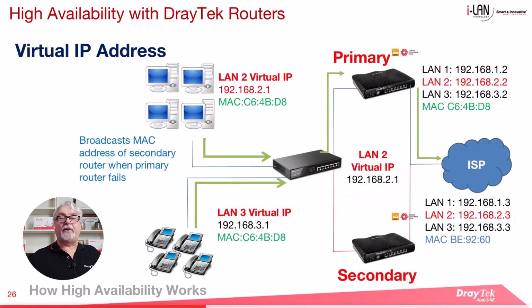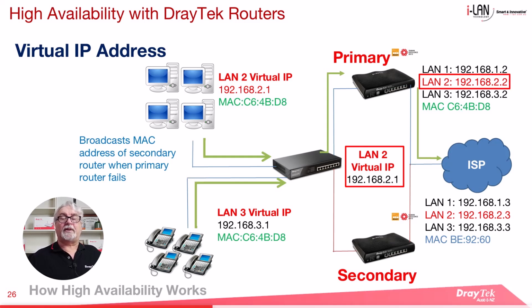As mentioned earlier, a virtual IP address is shared between the routers in the group. It's used to broadcast the MAC address of the secondary router when the primary router fails. In the example shown here, we have the IP address 192.168.2.1 as the virtual IP address gateway of subnet 192.168.2.0, which is LAN 2.